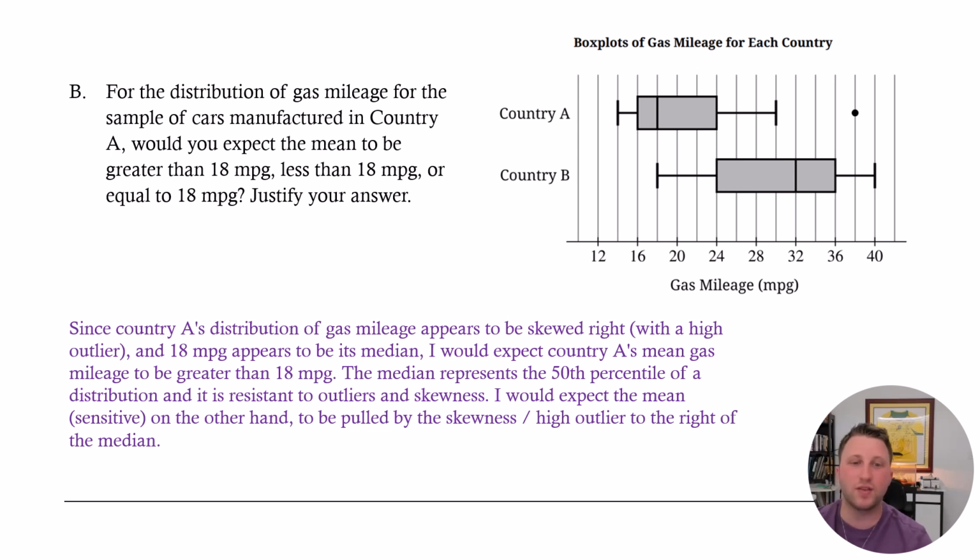The median represents the 50th percentile of a distribution, and it is resistant to outliers and skewness. I would expect the mean, which is sensitive, on the other hand, to be pulled by the skewness and high outlier to the right of the median.